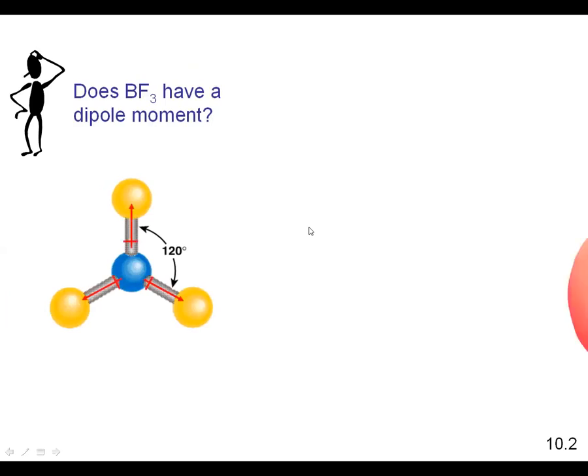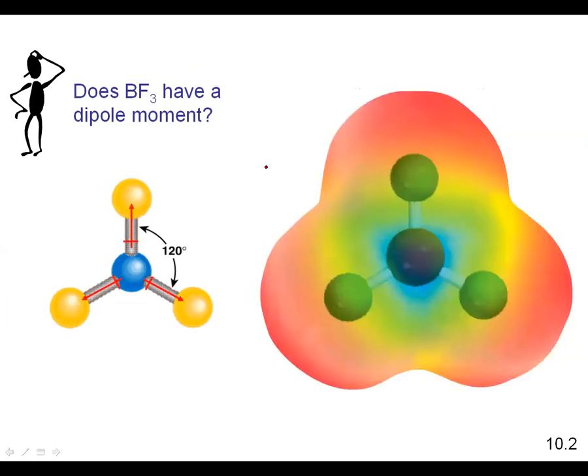Here's a few more examples before we finish. We look at BF3. If we did draw our BF3, again, it would be basically boron in the middle with fluorine around it. This is one of those incomplete octets. So our incomplete octet basically here has 1, 2, 3 electron pairs and 3 bonds. And that's going to give us our trigonal planar geometry.